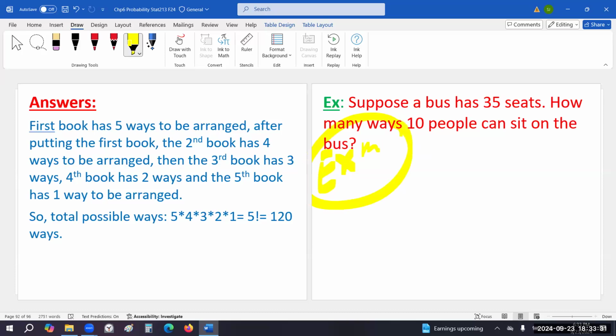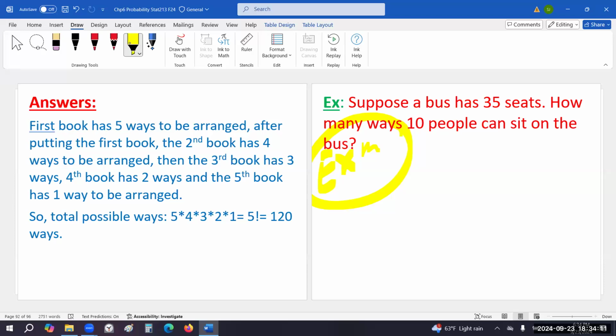I'll give you a different scenario, but the same concept. You're riding on a bus, and that bus has 35 seats. It doesn't have unlimited seats. It has only 35 seats. Now, how many ways can 10 people sit in that bus? They are not entering at the same time. The 10 people are entering one by one.